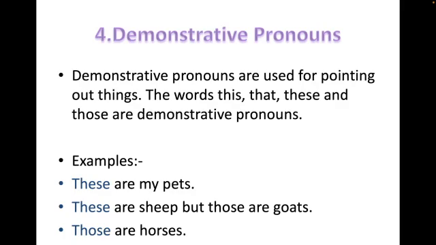Our next type of pronouns are the demonstrative pronouns. Demonstrative pronouns are used for pointing out things. The words this, that, these, and those are demonstrative pronouns. For example, these are my pets. These are sheep, but those are goats. Those are horses. Again, you're pointing out things, and you can't say the same word twice. So you're looking for the words this, that, these, and those.